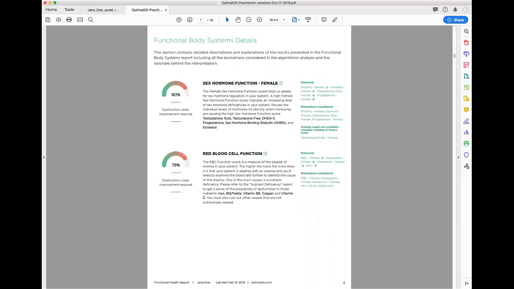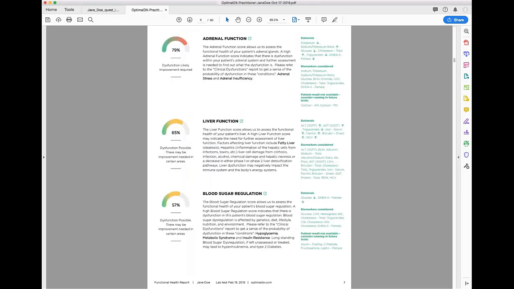Her red cell function, let's take a look at that. So her RBC count was low, her hemoglobin was low, her hematocrit was low, and her MCV was high. Ooh, that's slightly anemic. Not clinically anemic in the case of allopathic physicians, but there's something going on here. She's probably got a nutritional deficiency that's causing her red blood cell function to be a bit off.